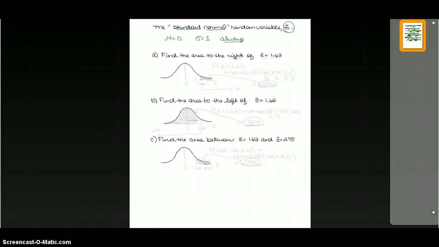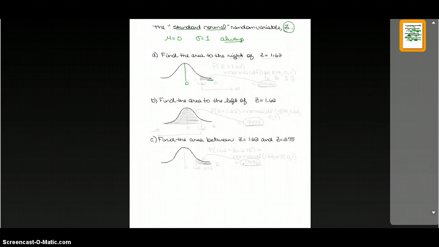Okay, so the questions that you're going to find in the homework are going to say something like, find the area to the right of z equals some number. I will expect you on the exam to shade and label these normal curves. I will place this blank normal curve here. So the first thing I'm looking for is where the mean is located, and the mean is always in the center. And as I said a minute ago, the mean is always 0 for the standard normal random variable.